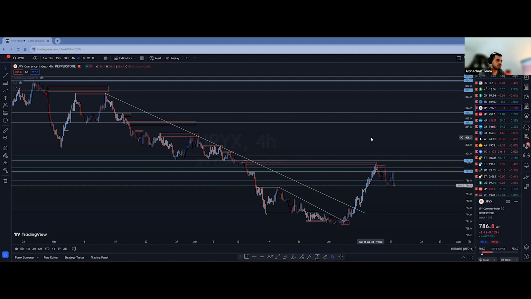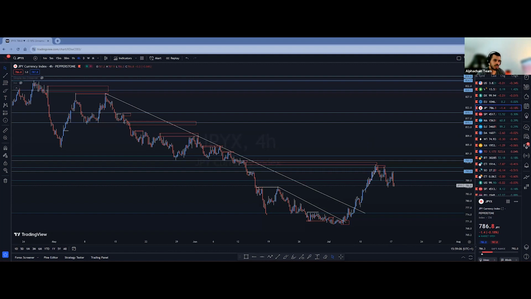That's where the correlation works, and where you can actually take advantage of trying to find the best opportunities by understanding how the correlation between the different assets and between the different currencies works.